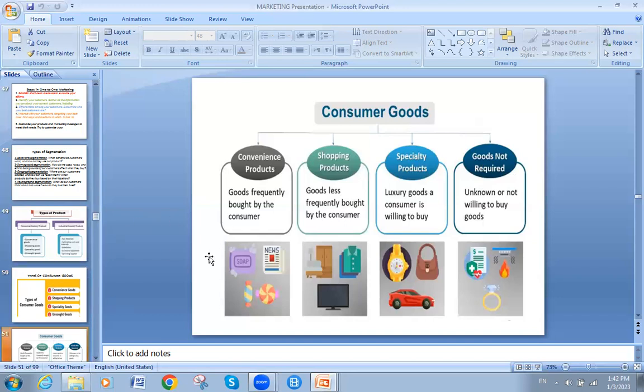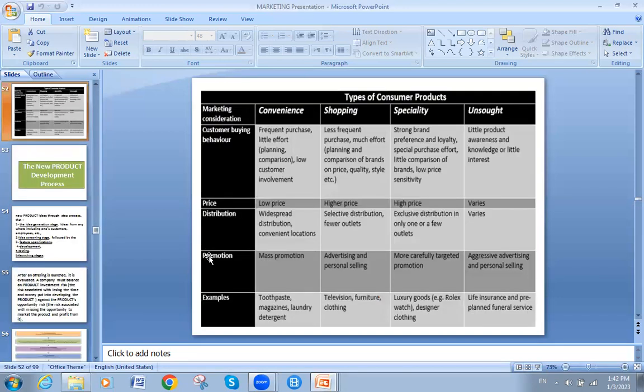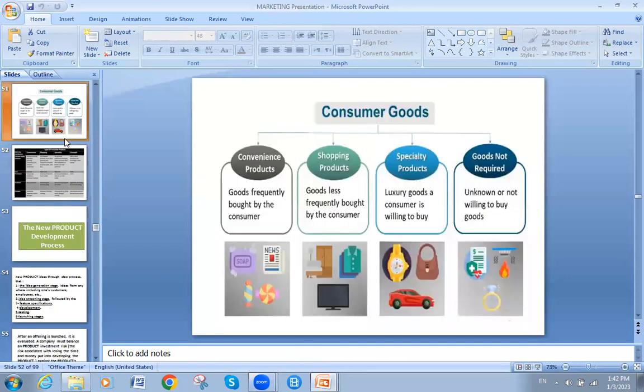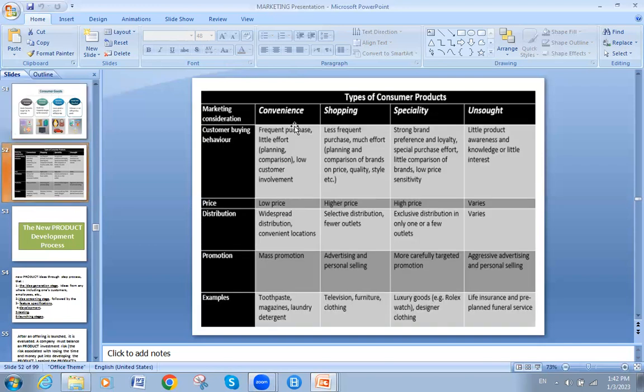Let me stop here right now. Before I stop, those are the types of consumer products. Let me go back to the previous slide. These are the consumer goods, and here in this table, the types of consumer products. We have the convenience goods, which we talked about, where the frequency of purchase is high and little effort is needed. The shopping goods, less frequent purchase. The specialty goods have a strong brand. You are looking for a brand because of the loyalty.